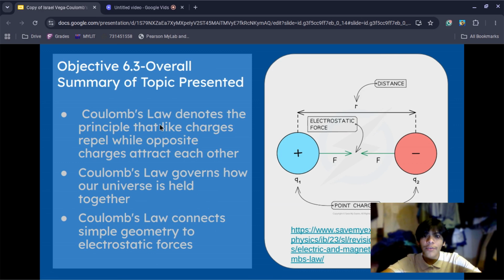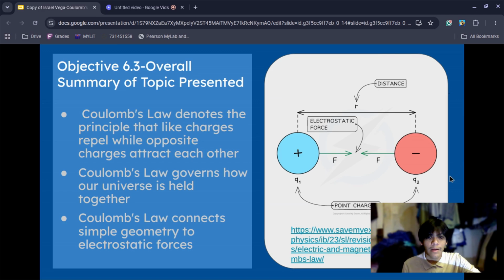And overall, Coulomb's law is a law that denotes the principle that like charges repel, opposites attract, and it also governs this relationship of how our universe is held together through these particles, through electric forces, and Coulomb's law is able to connect simple geometry to these forces that hold our world together.